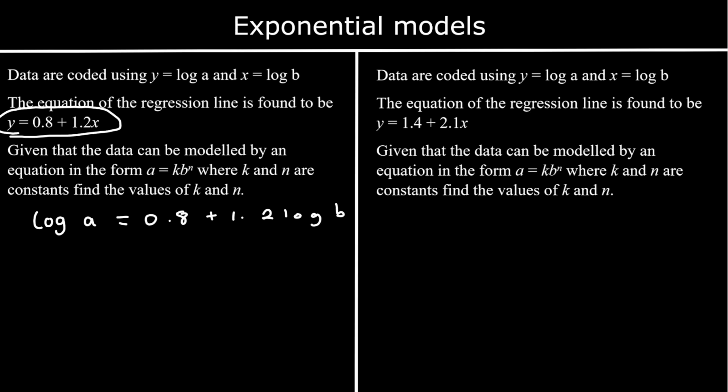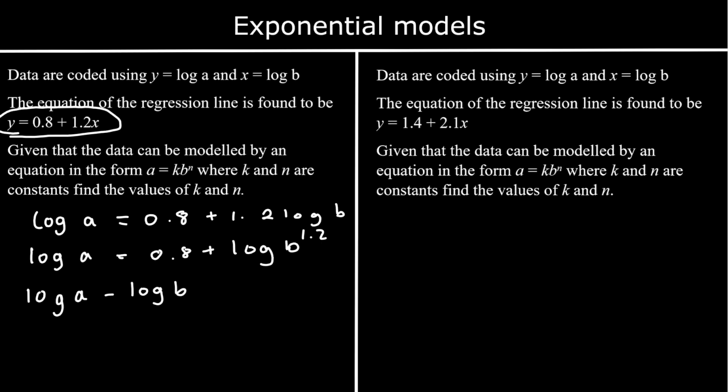Now we want to get rid of these logs. So the 1.2 in front of log b, when we've got something timesing by a log, we can pull the 1.2, in this case, up and make it a power. So log a equals 0.8 plus log b to the power of 1.2. I'm now going to get my logs on the same side. So I'm going to take away my log b to the power of 1.2. So log a minus log b to the power of 1.2 equals 0.8.